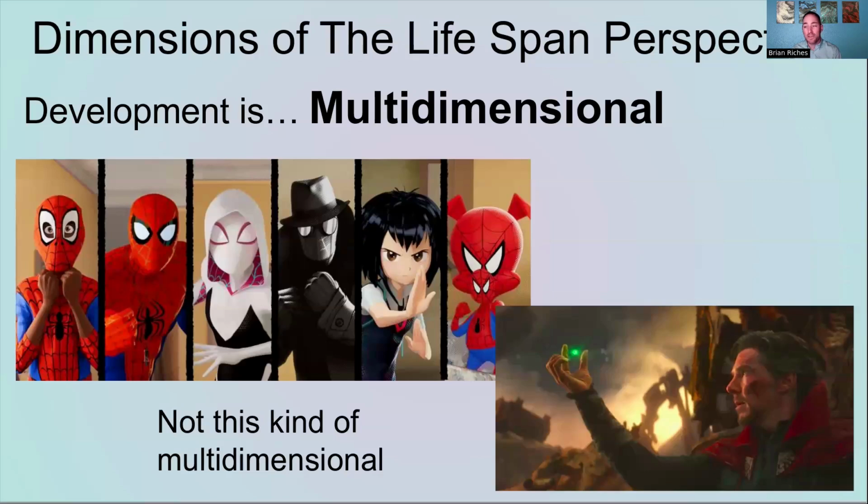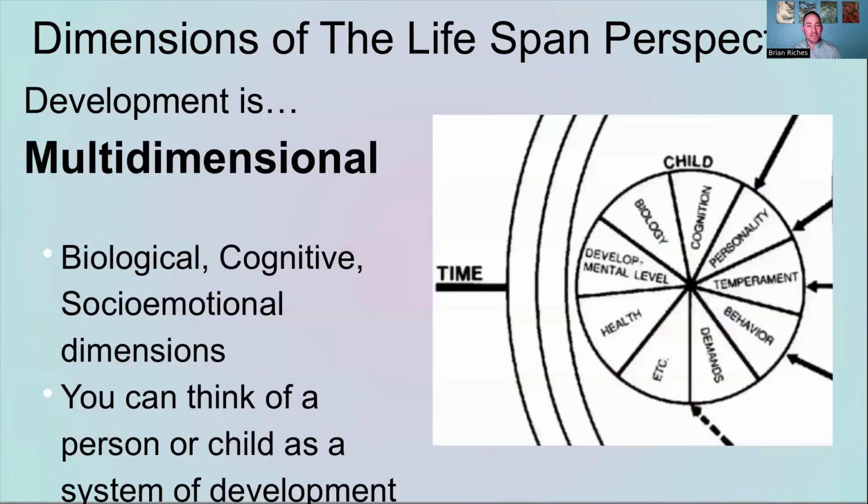Development's also multidimensional, not exactly this type of multidimensional. This just gives me an excuse to put some fun pictures on the slides. Really, this is the type of multidimensional that I'm talking about. This circle here is an individual, could be a child, an adolescent, or an adult, and they're made of different components: their own cognition, personality, behavior, the demands on their time, their health. Do they have a chronic health condition or not? These are all dimensions of an individual, and all of those might change to some degree at any given point of life.